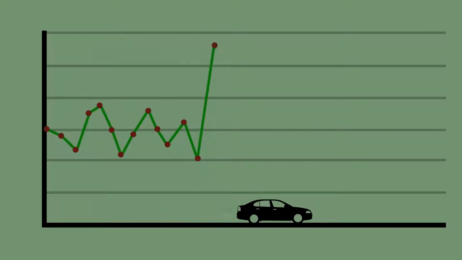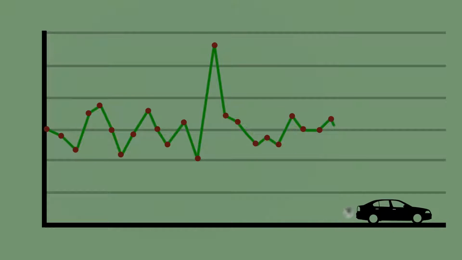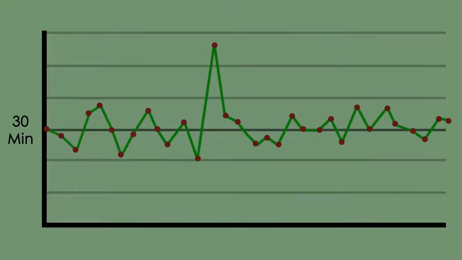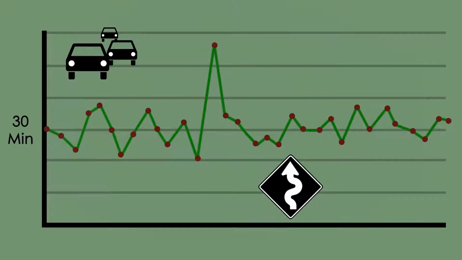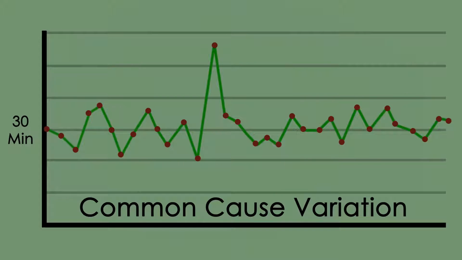To better understand this, let's look at an example: your work commute. You decide to collect data for a month on the amount of time it takes you to get to work. Looking at your data, you see that it generally takes you about the same amount of time each day, and any variation that occurs is mainly caused by normal factors, such as traffic, the route, coffee shops, etc. This normal or random variation is better known as common cause variation and is considered to be in control.